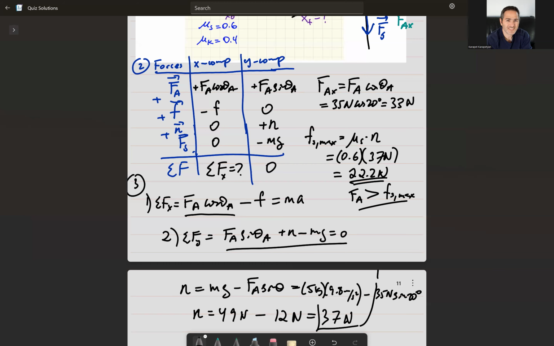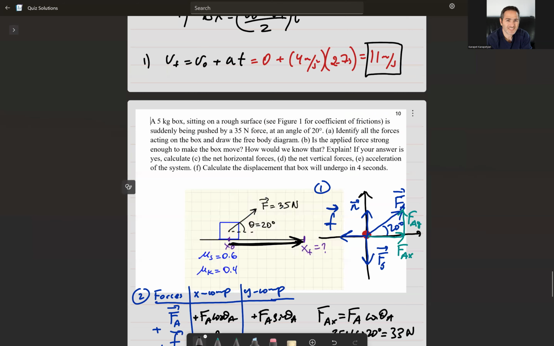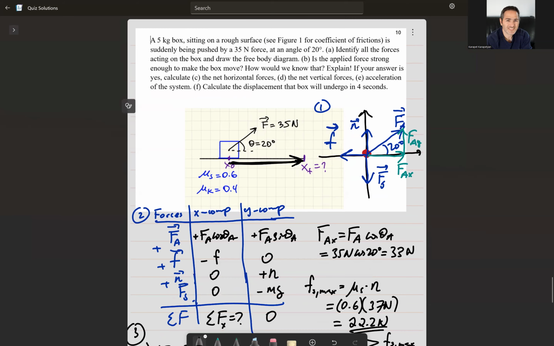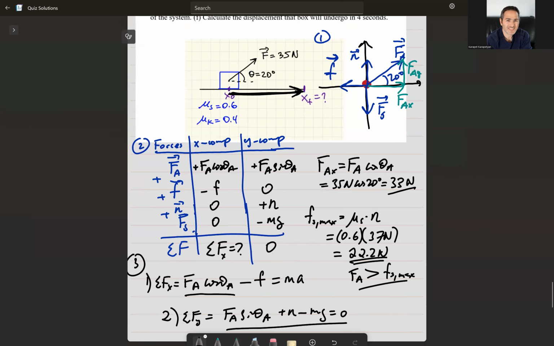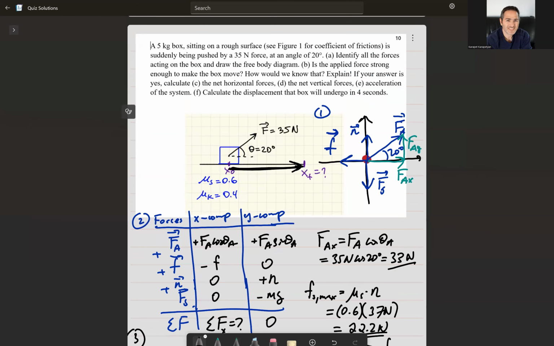It will then accelerate. Okay, that means coming back and answering one of the questions, right? For part B, is the applied force strong enough? Yes, it is strong enough. And we know that because we can calculate it and compare, where this is 33 newtons, while the static maximum force is only 22.2. Then the next part is to find the net horizontal forces and net vertical forces, acceleration, and displacement if it moves for 4 seconds.